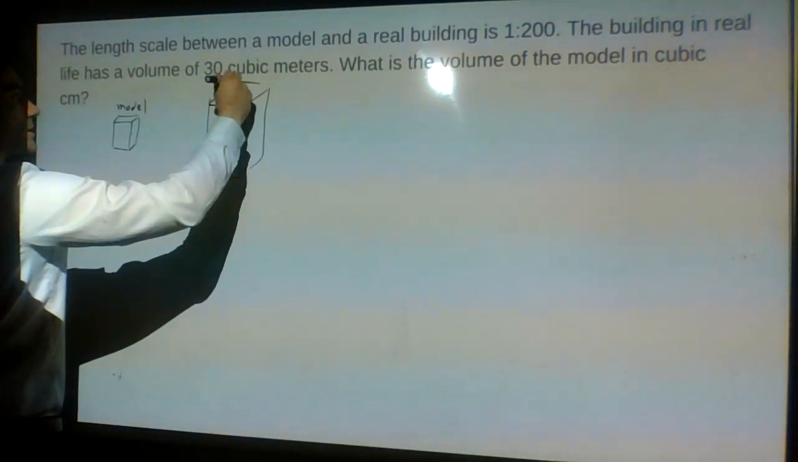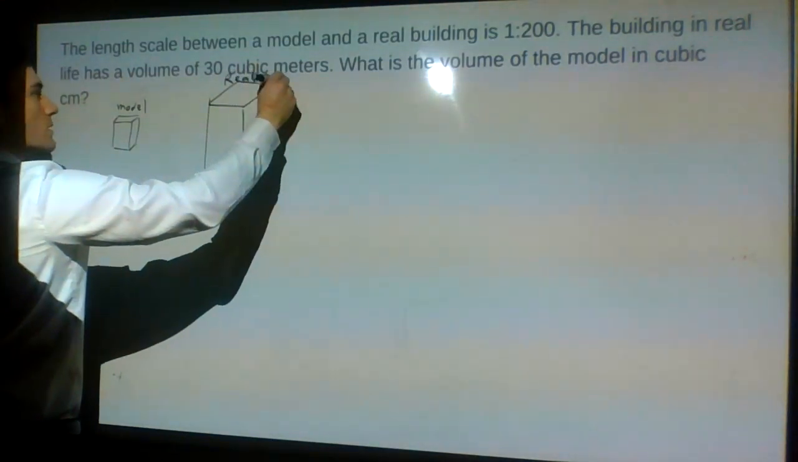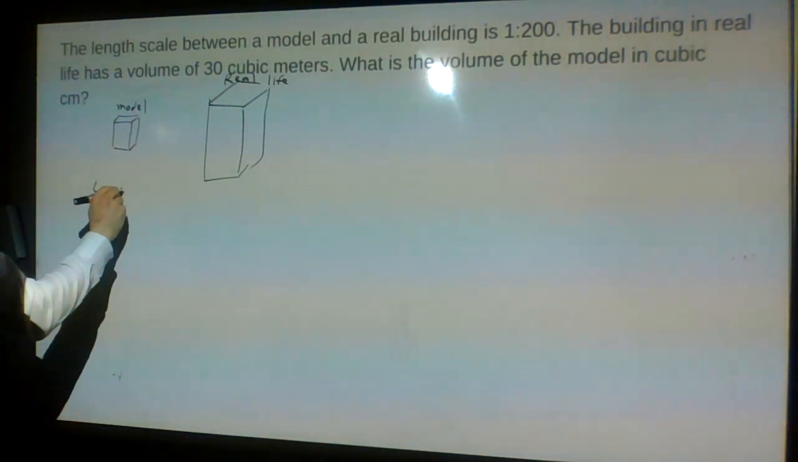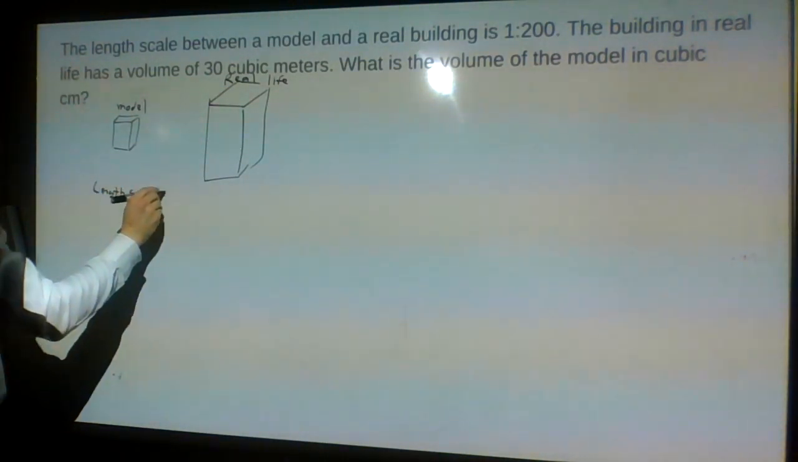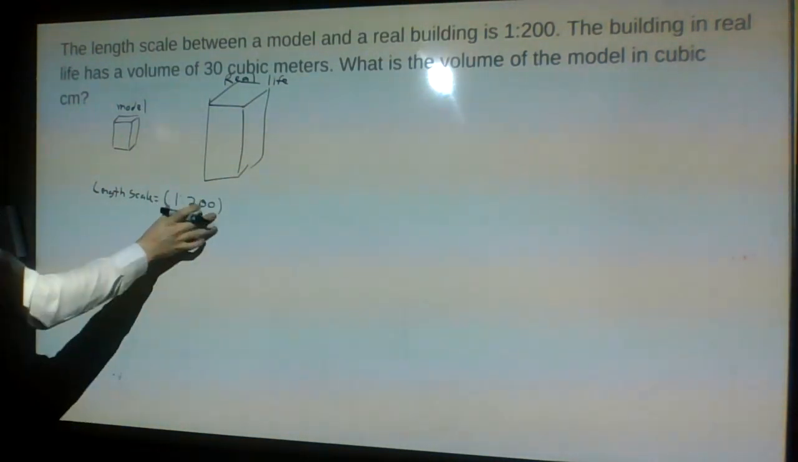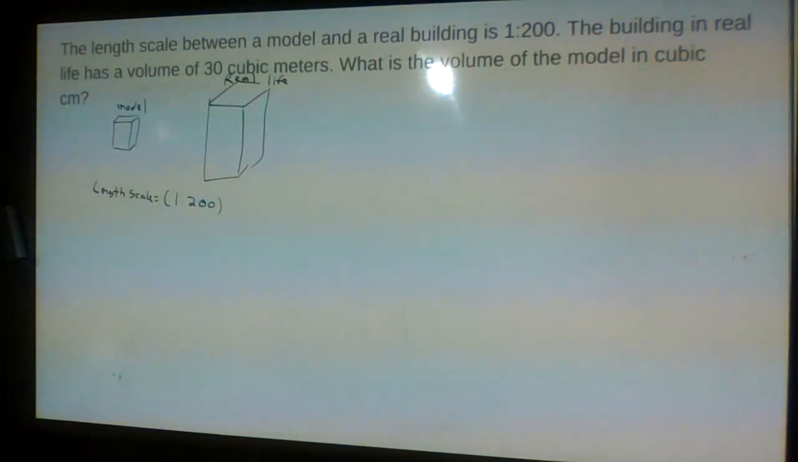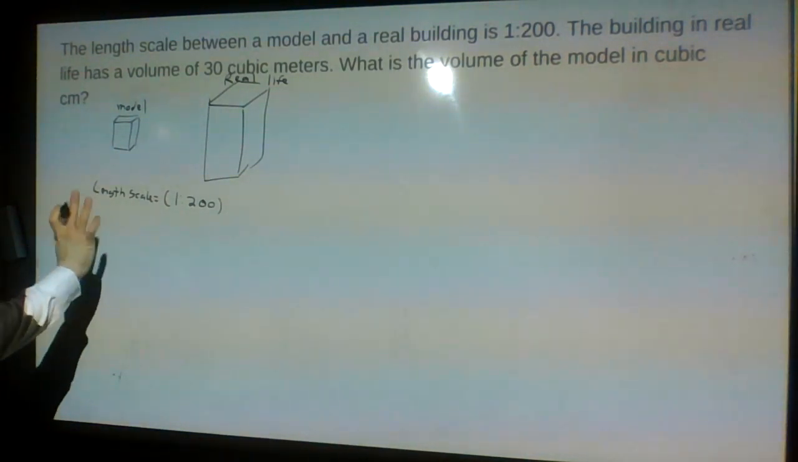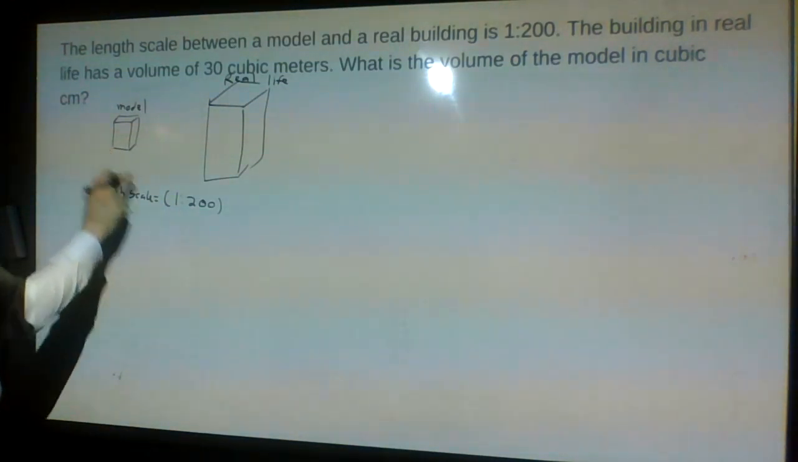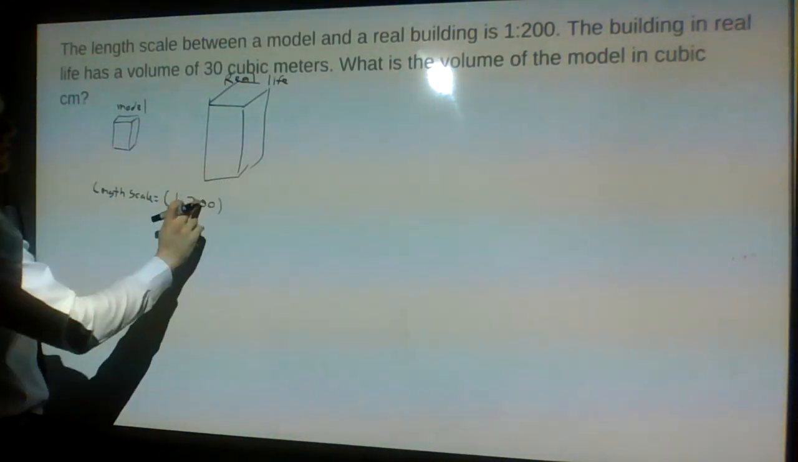This is real life. And we're told it is a 1 to 200 length scale. Maybe pause the video and remind yourself, what does that mean? When it says the length scale is 1 to 200, try and figure out what that actually means. If you do that, you'll realize that 1 unit of length in the model results in 200 units of length in real life.